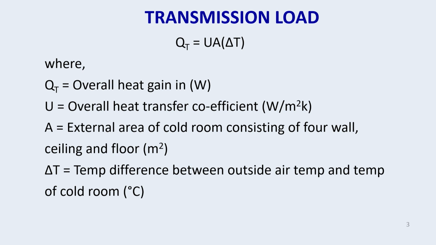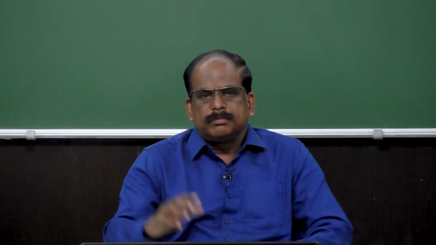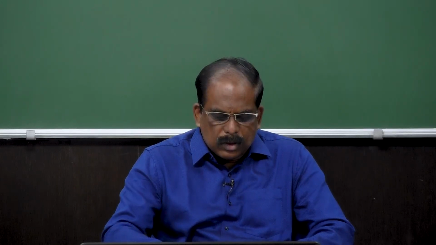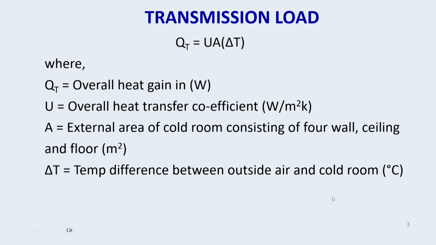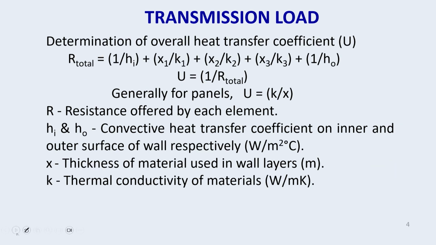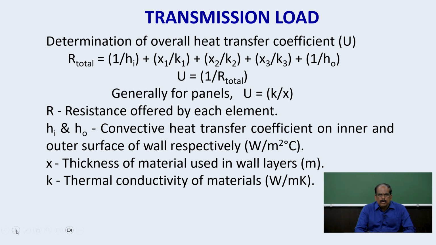So this is the load which is due to the heat transfer through the walls on the 4 sides, through the ceiling or the roof, and also through the floor. And delta T is the temperature difference between the outside air and the cold room. So this is the basic equation which is used, and to determine the overall heat transfer coefficient, U is the reciprocal of the total resistance.